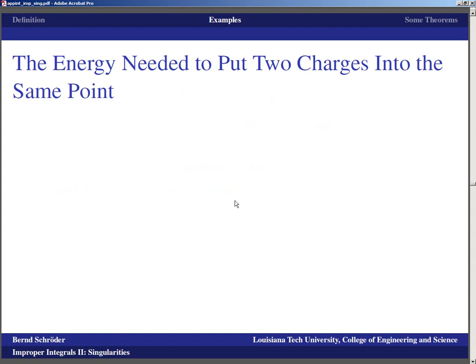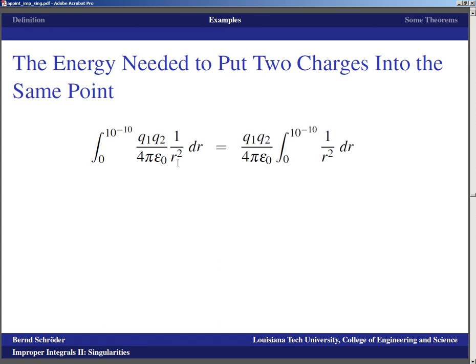Let's also take a look at the other motivation we had, which is the energy that would be needed to put two charges into the same point in space. Well, the integral from 0 to 10 to the negative 10, which is about the radius of a hydrogen atom, of q1 q2 over 4 pi epsilon 0, 1 over r squared dr. Well, as I promised, the ugly constant comes out. It's just the integral of 1 over r squared, and the antiderivative of 1 over r squared is minus 1 over r. With the upper bound 10 to the negative 10 and the lower bound t, as t goes to 0, this goes to infinity, right?